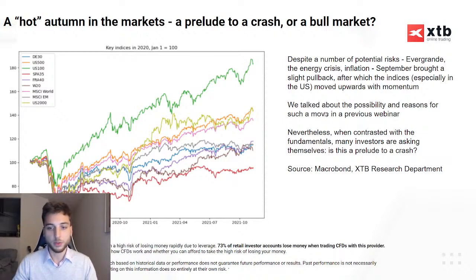Nevertheless, when contrasted with the fundamentals, many investors are asking themselves, is this a prelude to a crash? So this is something that I've talked about in other webinars as well. Really, the mismatch between the index performance and the actual stock performance within the index. I think we're going to touch on this in several slides down the line, but basically the issue is that these indices, especially the US ones, because if you look at the green line here, that is the NASDAQ index, the tech index is actually carried by just a few companies, even though there's 100 of them in there.